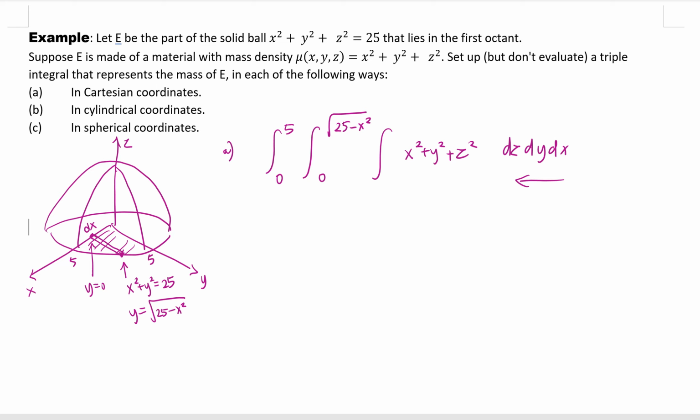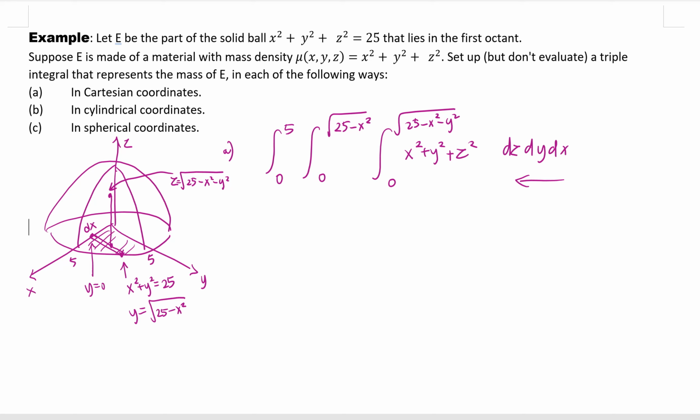Now how about z? Pick any point on this rectangle and go in the z direction. You can see the bottom is z equal to 0, but the top is on the sphere. So we solve for z in the sphere equation, and we get the square root of 25 minus x squared minus y squared. So far, so good, everybody? Okay, so that is how we set up in Cartesian coordinates.